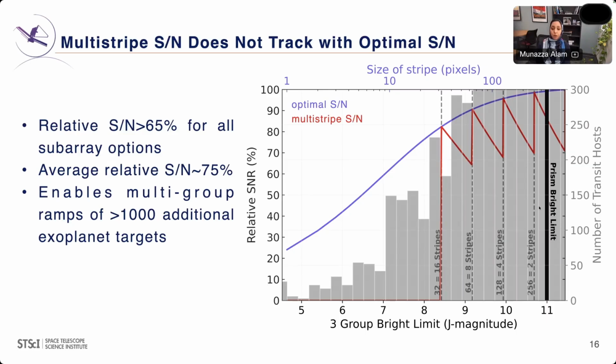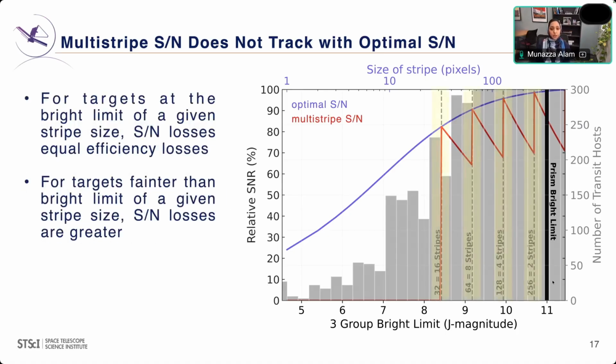And for all of the multi-stripe subarrays, the average relative signal to noise is about 75%. And if we consider the number of transit hosts in these 3 magnitudes of improvement in the bright limit, from J of 11 to J magnitude of 8, we are actually enabling multi-group observations of over 1,000 additional exoplanet targets.